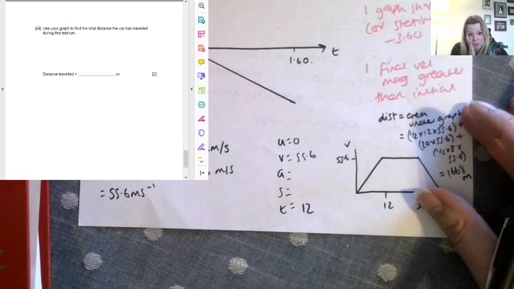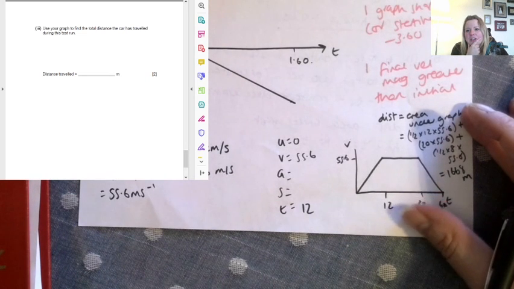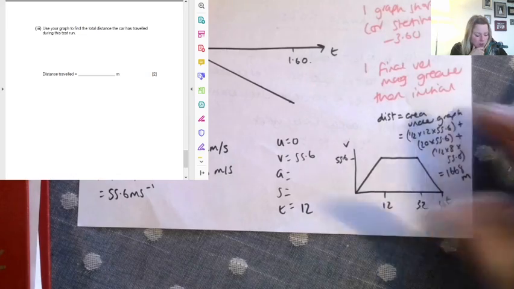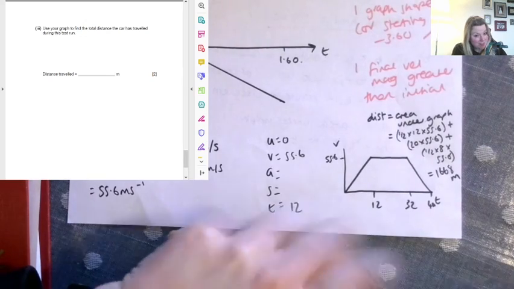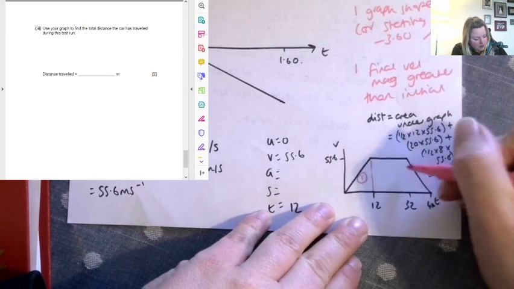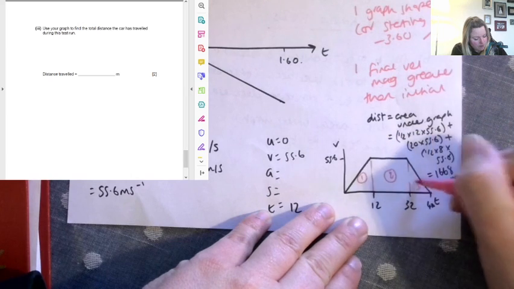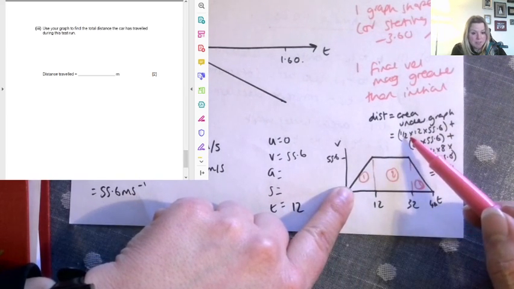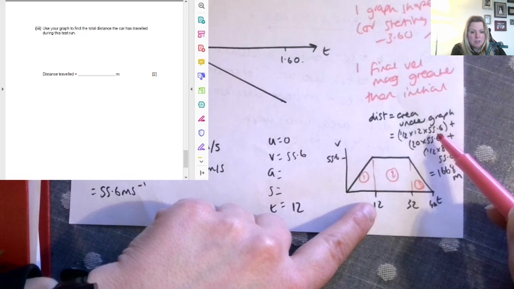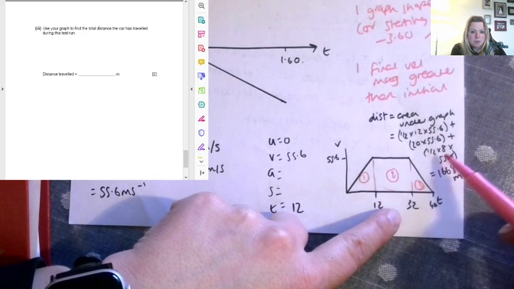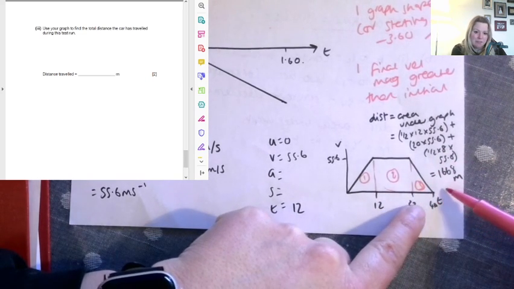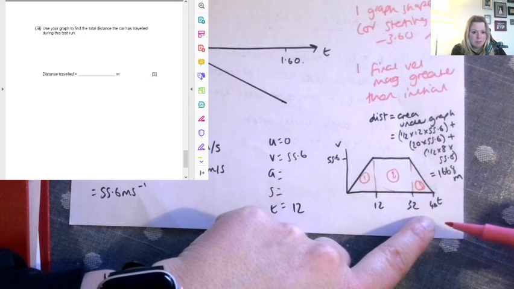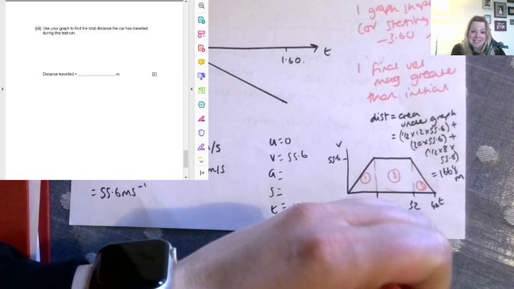Then the very last little part, this is the bit that I've squashed in far too much. I'd be raging if one of you did this and then look at me doing it, right. Use your graph to find the total distance the car has travelled during this test run. Well, that's just going to be the area under the graph. So that's what I've written there. Distance is the area under the graph. I've split this into 3 sections. Area 1 is a triangle, so a half times base times height, half times 12 times 55.6. Area 2 is a rectangle, so 20 multiplied by 55.6. And then area 3 is a triangle, half times base times height, so half times 8 times 55.6. And we end up getting 1668 meters.